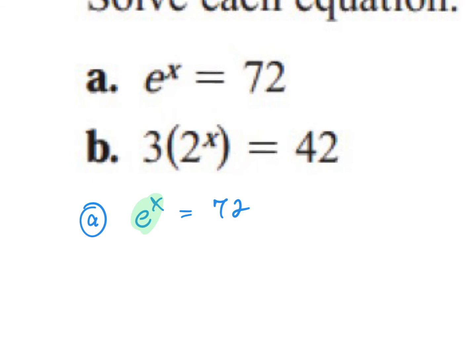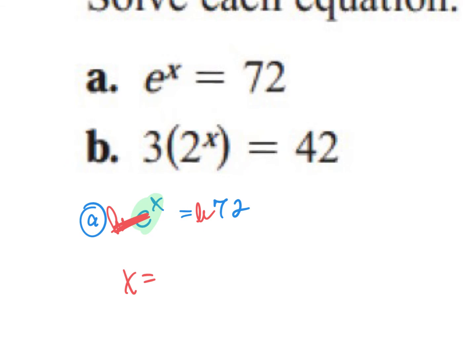So what did you guys just tell me the opposite of e to the x is? ln. So I'm going to take the natural log of both sides. What you do to one side, you have to do where? To the other, all right? What happens when you have ln and e together? They cancel each other out because they're inverses. So I have x equals, now in your calculator, hit ln 72. Round to 3 decimal places.